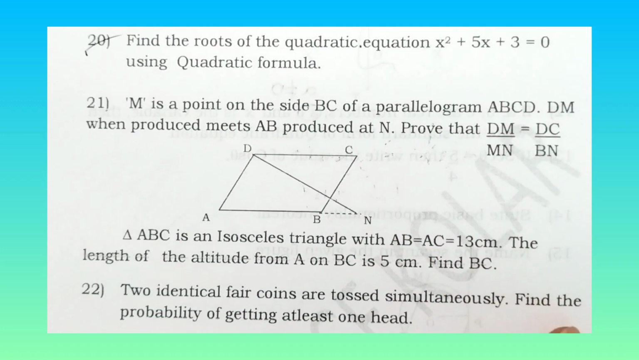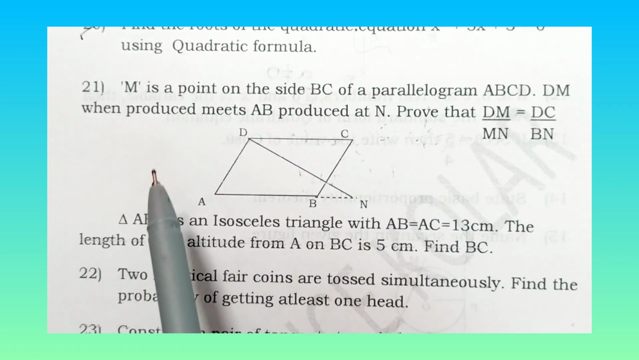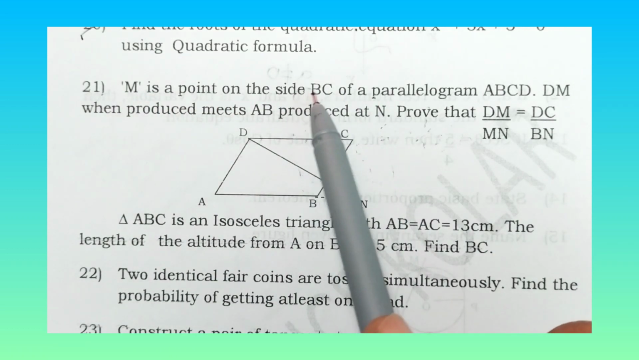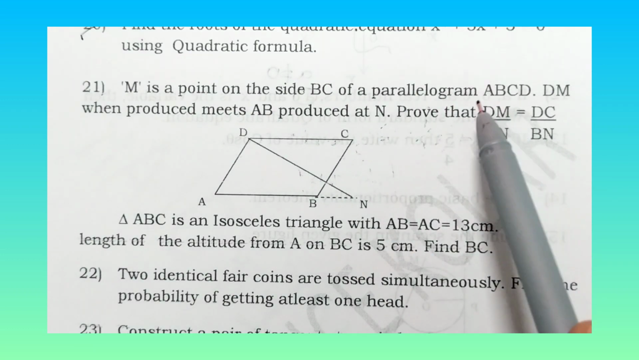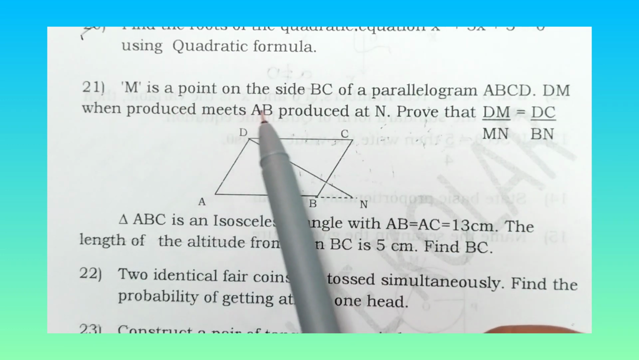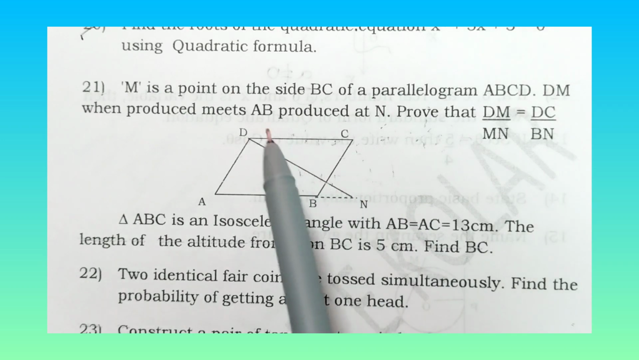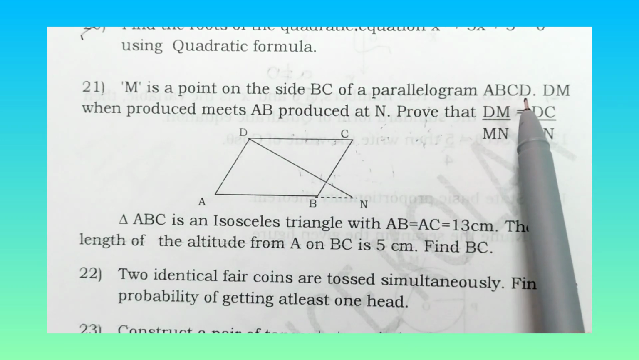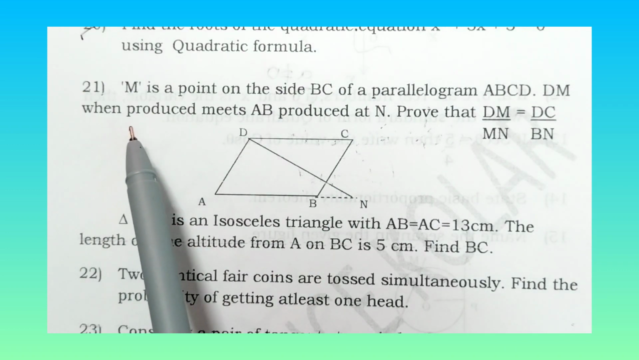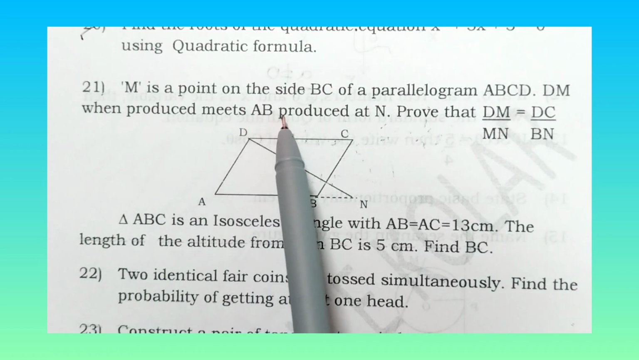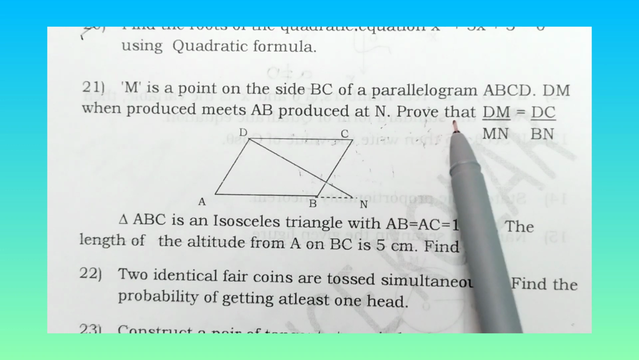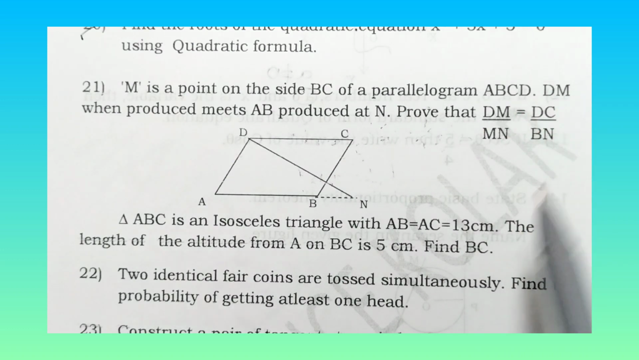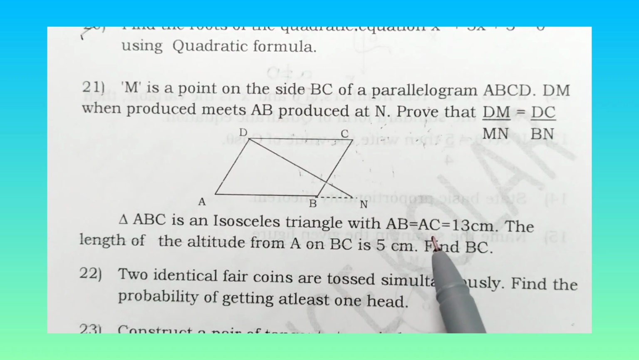In the 21st question, he told that M is a point on the side BC of a parallelogram ABCD. DM when produced meets AB at N. So prove that DM by MN is equal to DC by BN. So let us answer this question.